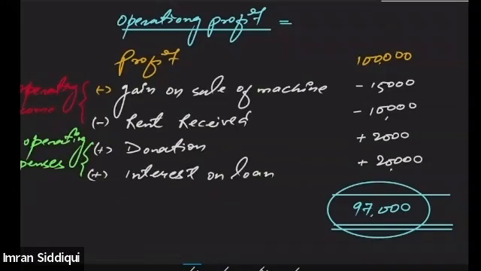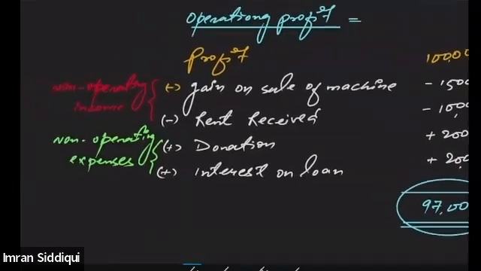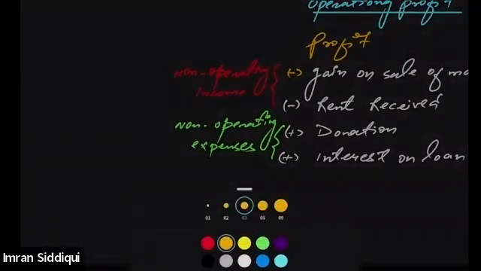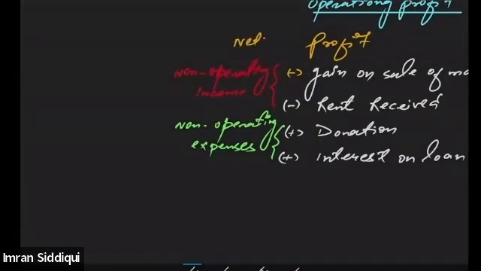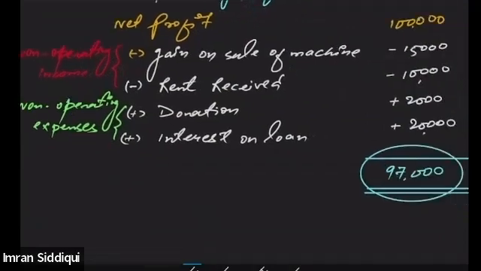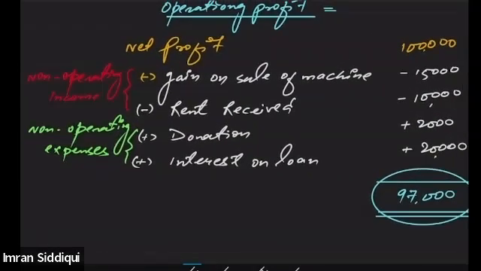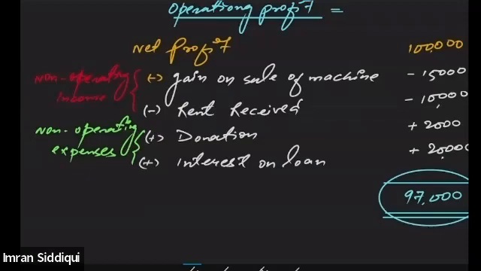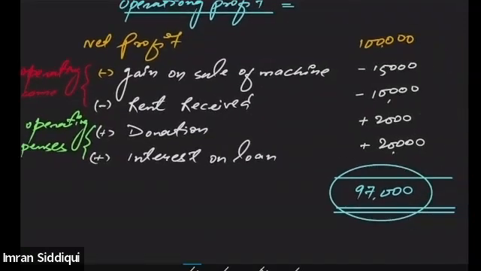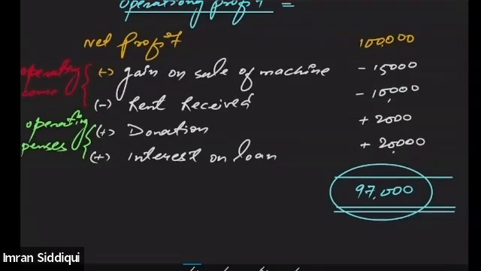So this is the correct solution of this question. First of all, in order to find out the operating profit, we'll just take the value of the net profit, which is already given in the question. In the net profit, we'll simply subtract the amount of non-operating income and add all non-operating expenses. As per the question, gain on sale of machine and rent received is non-operating income, which we need to subtract out of profit. And non-operating expenses include donation and rent, which we will be adding. After adding and subtracting the values, the final answer that we get is 97,000. This is the correct answer.